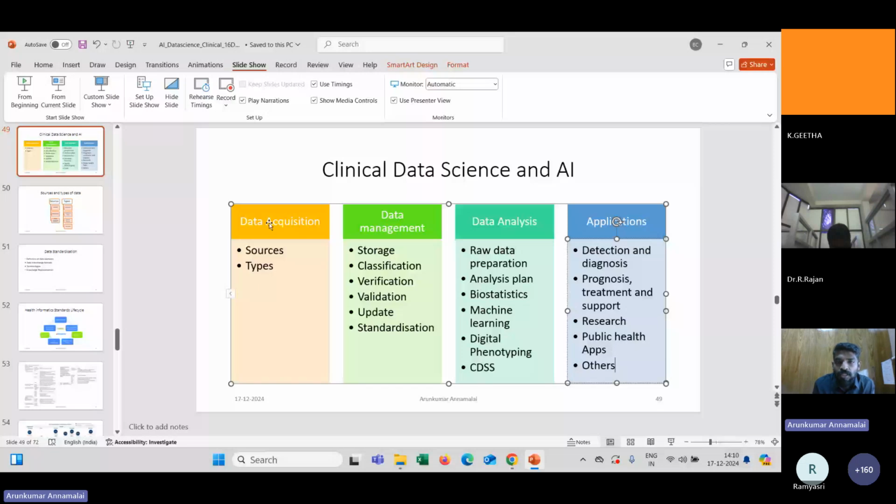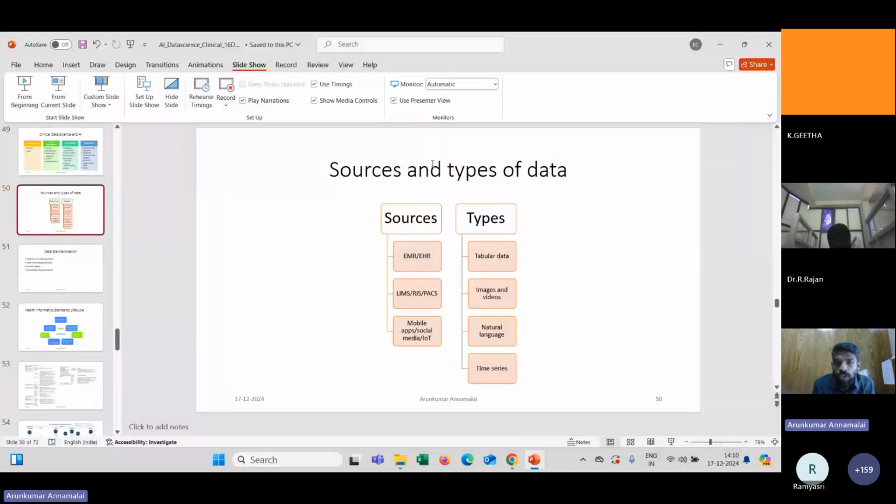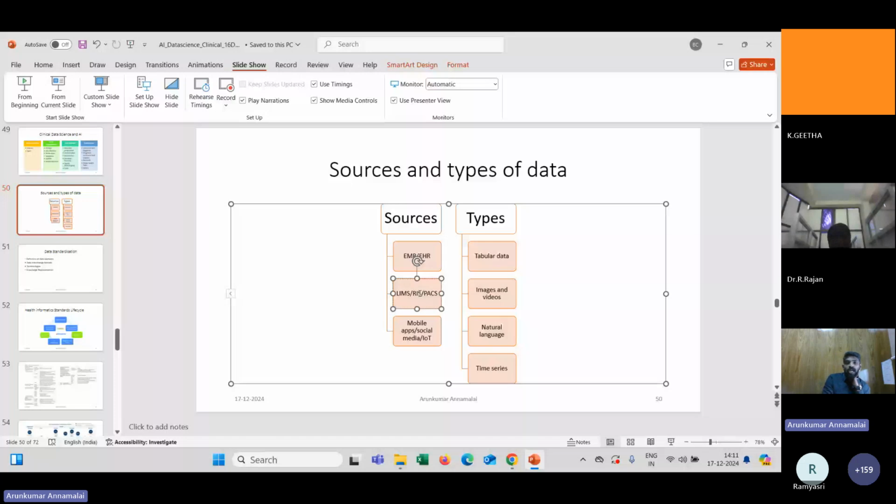And these are the sources and types of data. The sources are electronic medical records, electronic health records, laboratory information management system, research information systems, and PACS. PACS is the picture archive computer system, and you have mobile apps, social media, IoT. And the types of data: you have tabular data, images and videos, natural language, and time series data. These are the common 4 types of data.